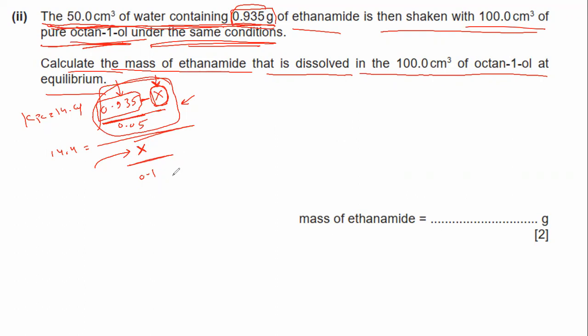I hope that you are good at math. So for me to solve this equation, I will take this part and multiply it here. So it will be 14.4x over 0.1 equals 0.935 minus x over 0.05. This 0.05 will be multiplied here.